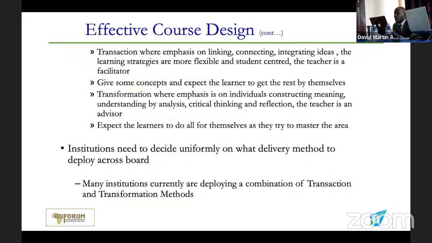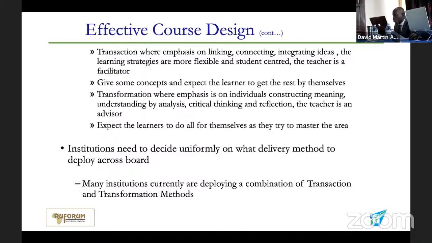The other delivery method is what we call transaction. This is where the emphasis is on linking, connecting, integrating ideas, and the learning structures are more flexible and student-centered. Here, the teacher is more of a facilitator. They facilitate, and therefore, a lot of what we are going to do is all about facilitating.